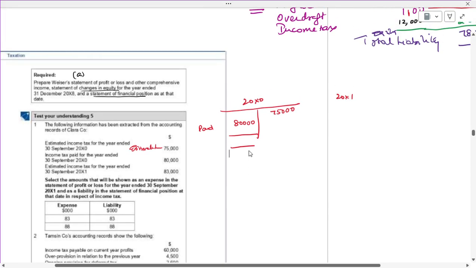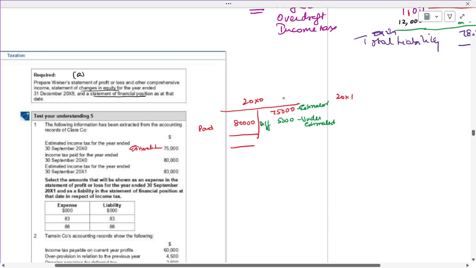That's good. Now, this is the estimated amount, the amount we have estimated. But we have paid more. How much is the difference? The difference is 5,000. We have overestimated or underestimated? Underestimated. We have underestimated.